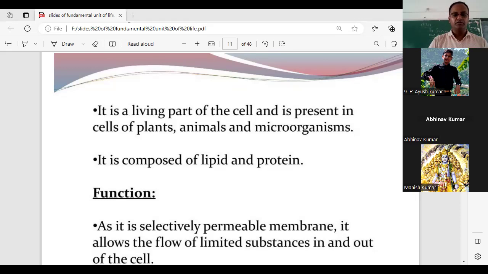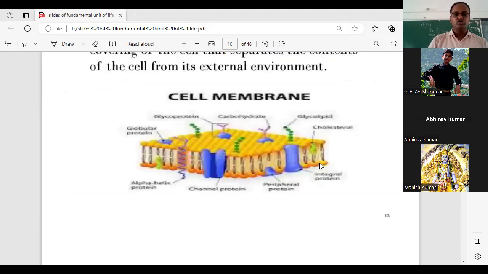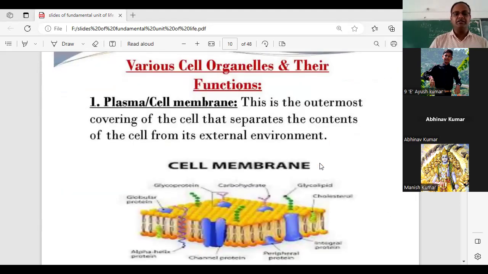Okay, so let me just recall once again. Can anyone tell me the structural component of the plasma membrane? Anyone? What is the structural component of plasma membrane? Raise your hand.